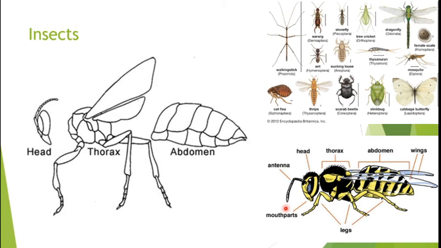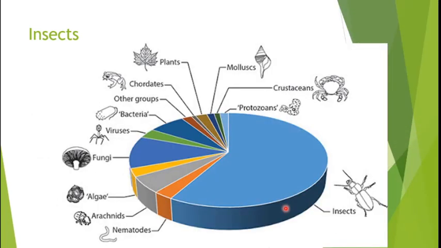One very, very interesting thing about the insects is the number of species. In this graph, what we see are all the living beings, even some non-living beings, and the amount of species discovered up to now. As you can see, more than half of the species discovered on the earth are insects. They are the biggest group of living beings on the earth. You can see that arachnids have a very big chunk as well, and crustaceans as well.